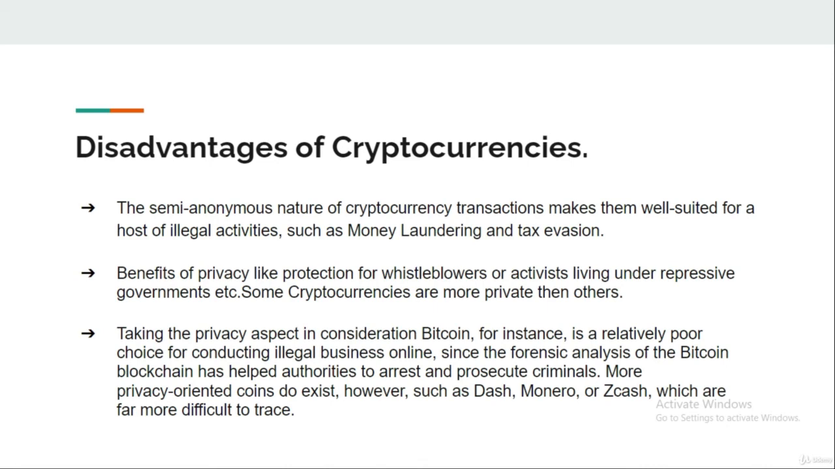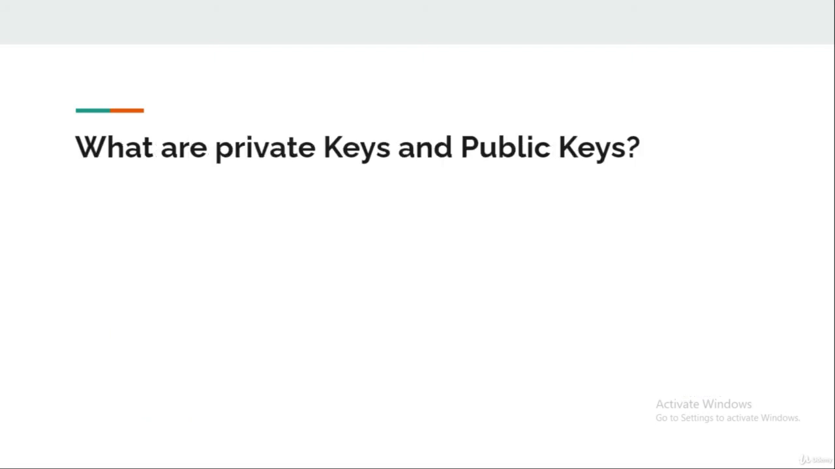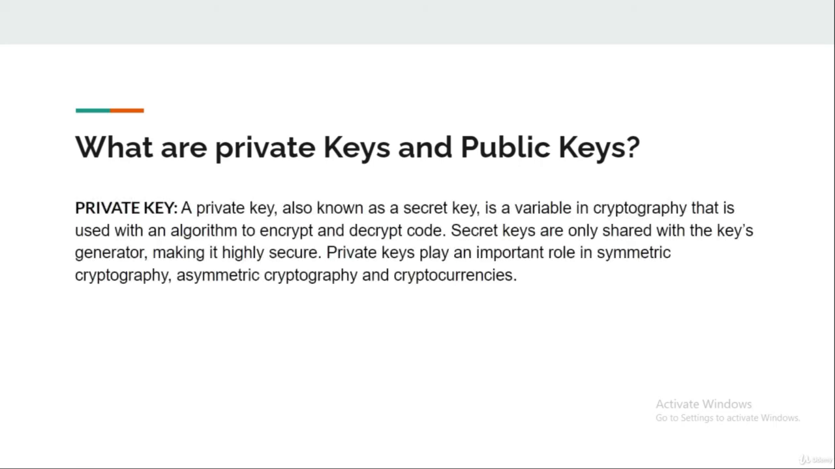Let's now get some details about private keys and public keys in the case of cryptocurrencies. So what are private keys and what are public keys? Let's understand what a private key is. A private key, also known as a secret key, is a variable in cryptocurrencies that is used with an algorithm to encrypt and decrypt code. See, cryptocurrencies are nothing but blocks of code which are protected by several encryption codes, right? So, keys are only shared with the key's generator, making it highly secured.